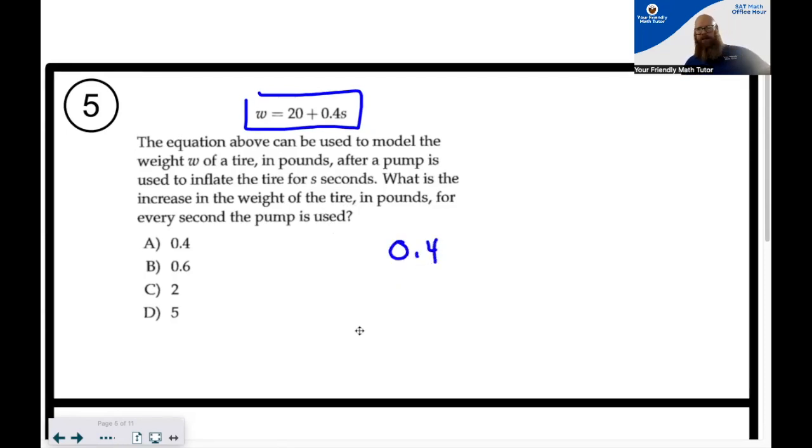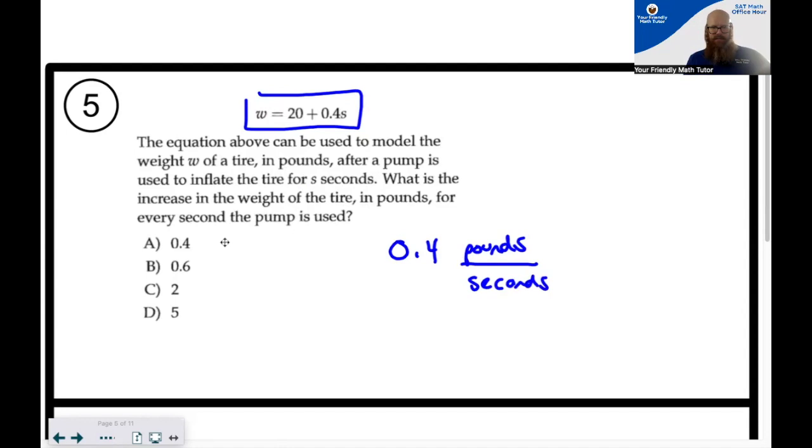Now I just want to be careful. Let's remember that again, that's rise over run. That's the unit of the Y. So that's W, which is the weight. That's in pounds over whatever the X variable is, which is S. So that's in seconds.